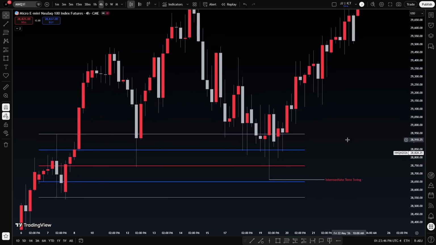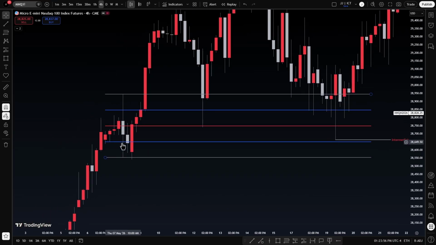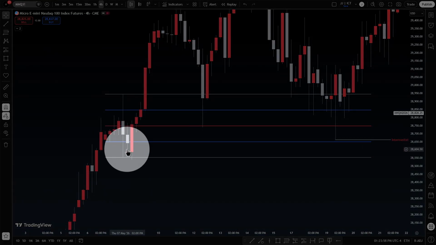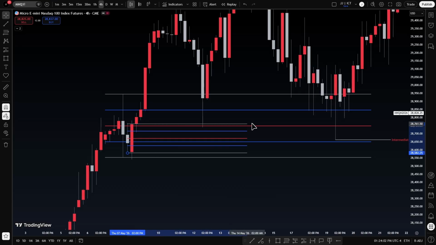So when the intermediate term swing was created, we had that high probability order block. Why was it high probability, JJ? Well, on this time frame, this is really a propulsion block. Well, no, that candle right there is a propulsion block, and if you want to draw that out too, I could probably just add equilibrium to that.